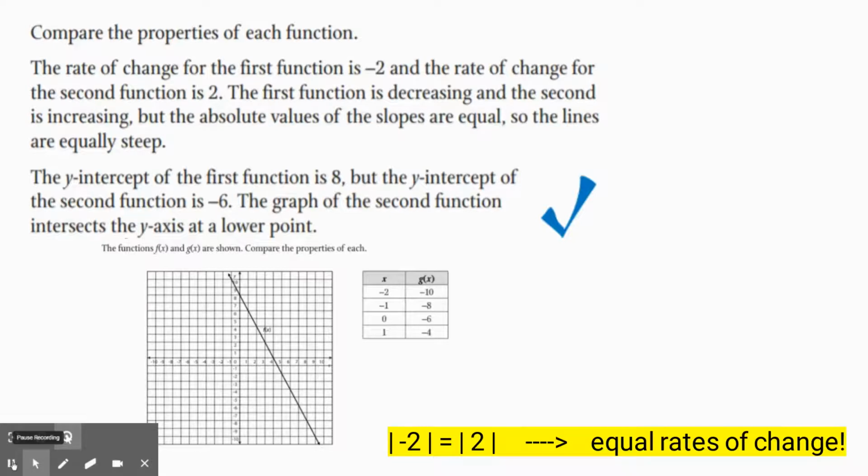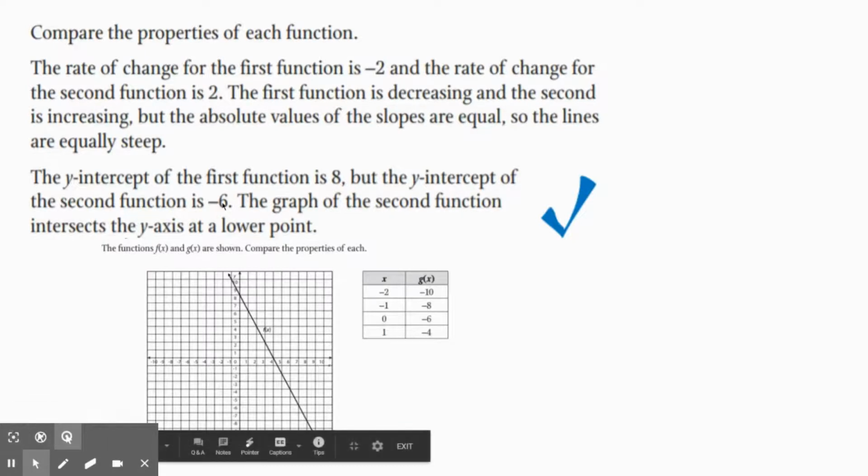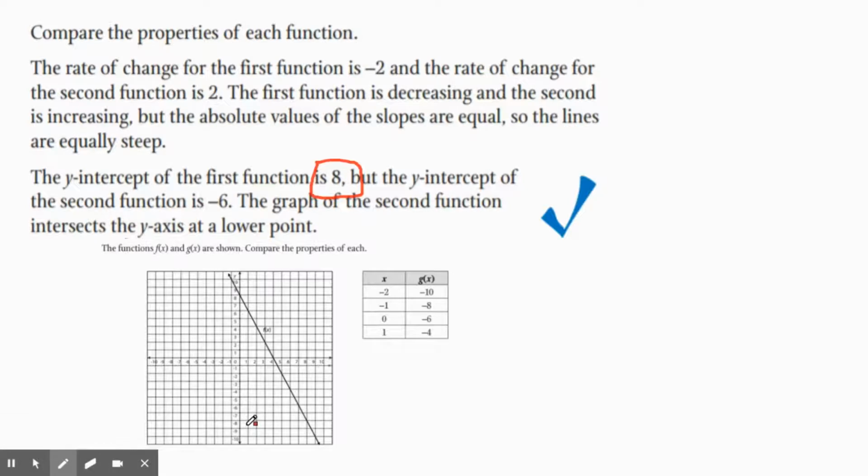The y-intercept of the first function is 8, but the y-intercept of the second function is -6. We would say that the y-intercept for the function f of x is greater than the y-intercept for g of x.